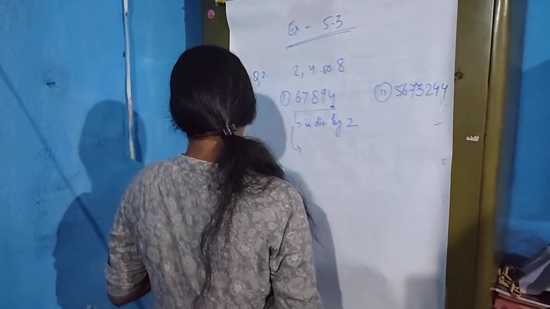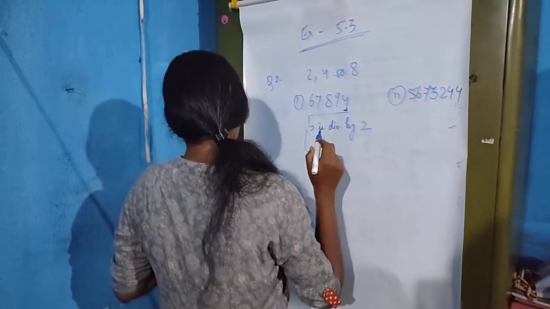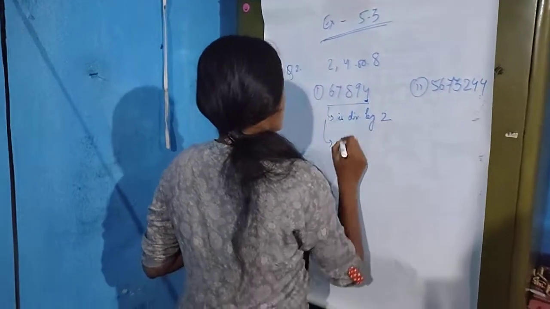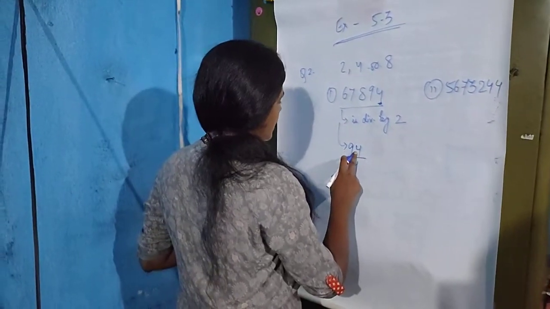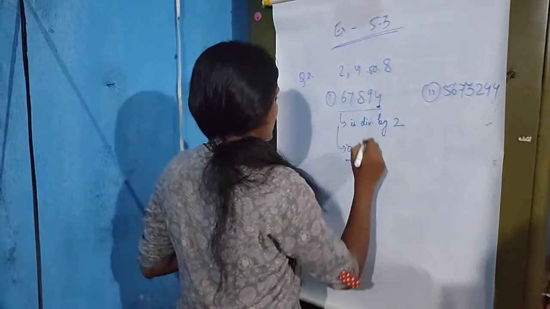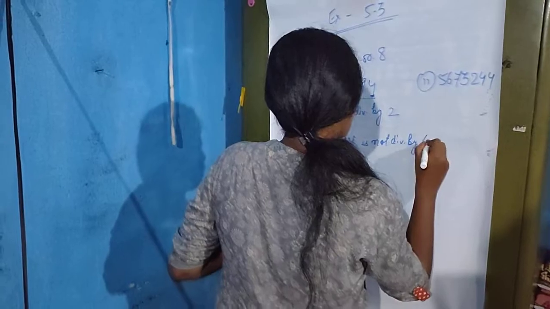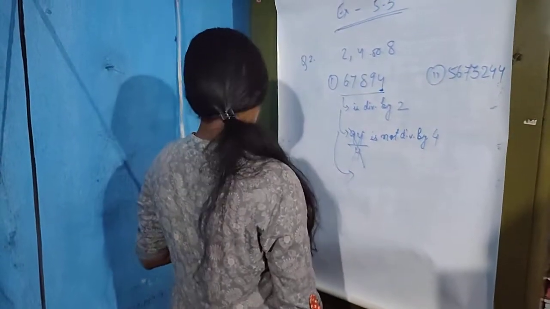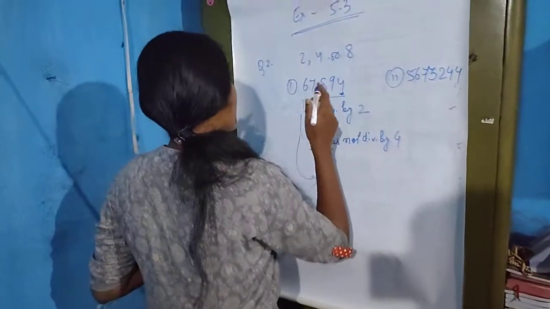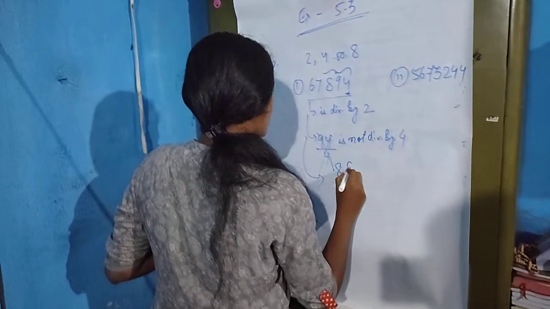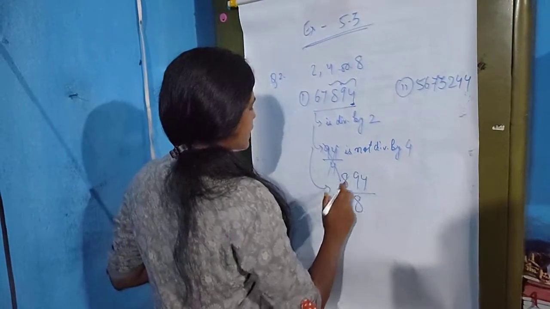What is the condition for 4? You have to check whether the last two digits are divisible by 4 or not. So here 94, you see whether it is divisible by 4 or not. This is not divisible by 4, so that is why this number is not divisible by 4. Now check the condition for 8. For divisibility by 8, you have to see whether the last 3 digits are divisible by 8 or not. So let's take 894 and check whether it is divisible by 8. You can see that this number is not divisible by 8.